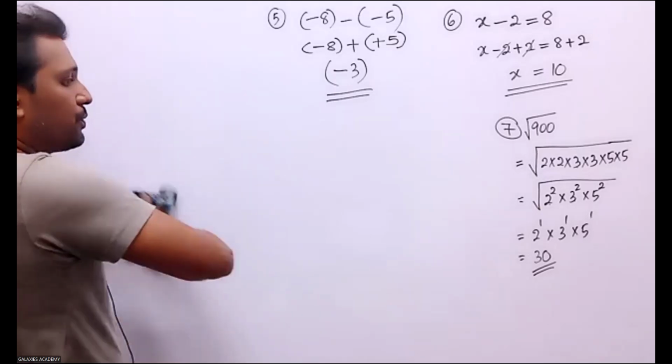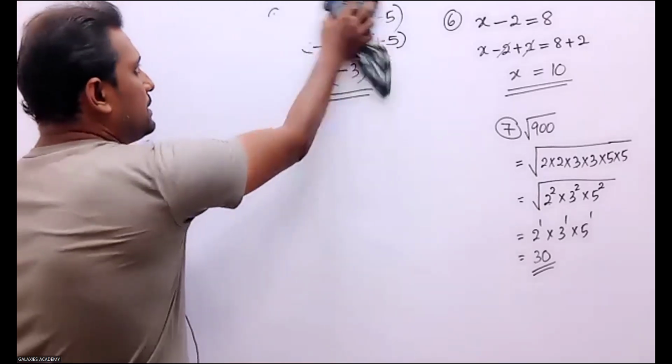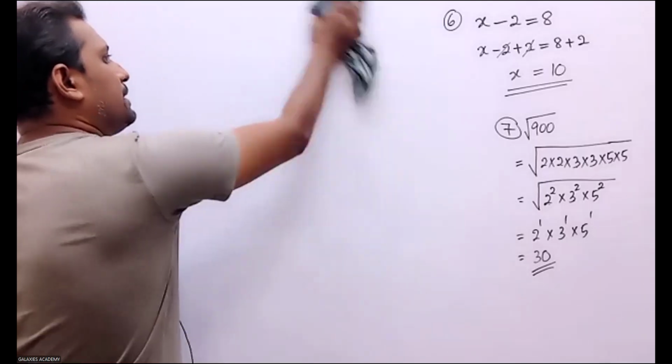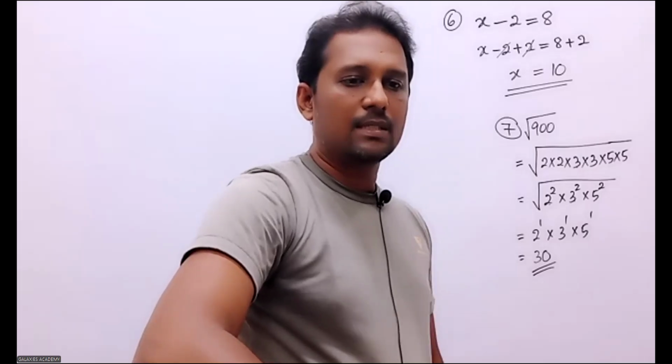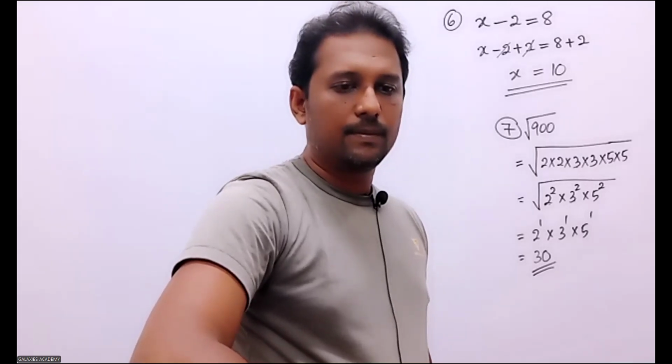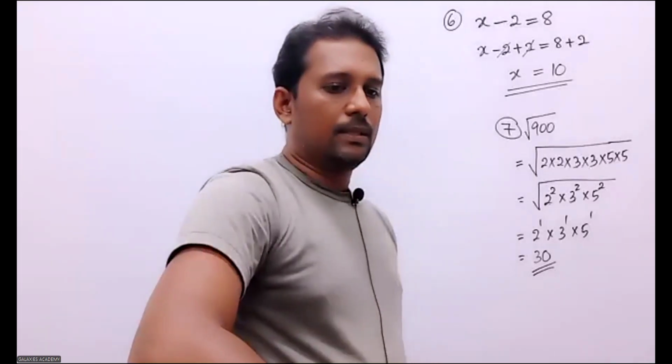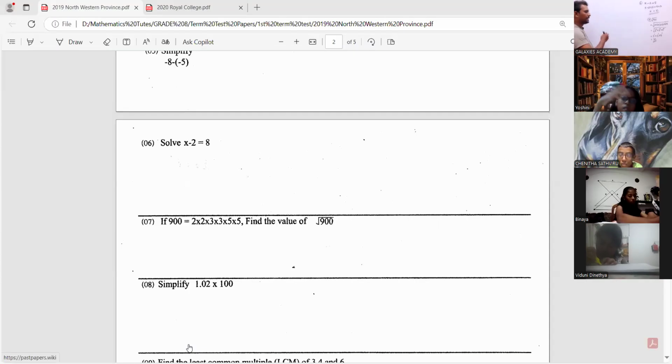Right, then let's go to question number 8. The eighth question is given from previous grade knowledge, from decimals multiplication. Question number 8 is given: 1.02 multiply 100.